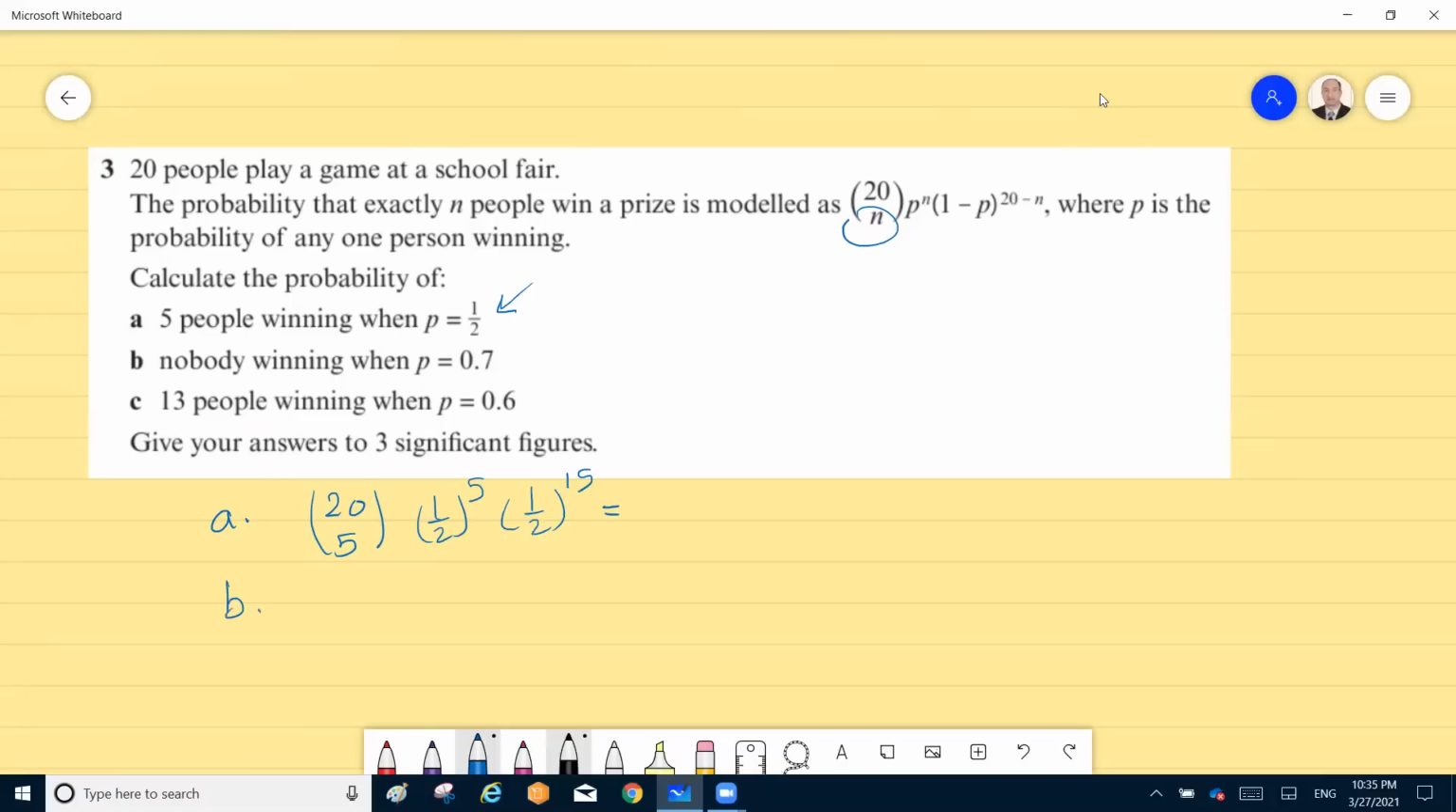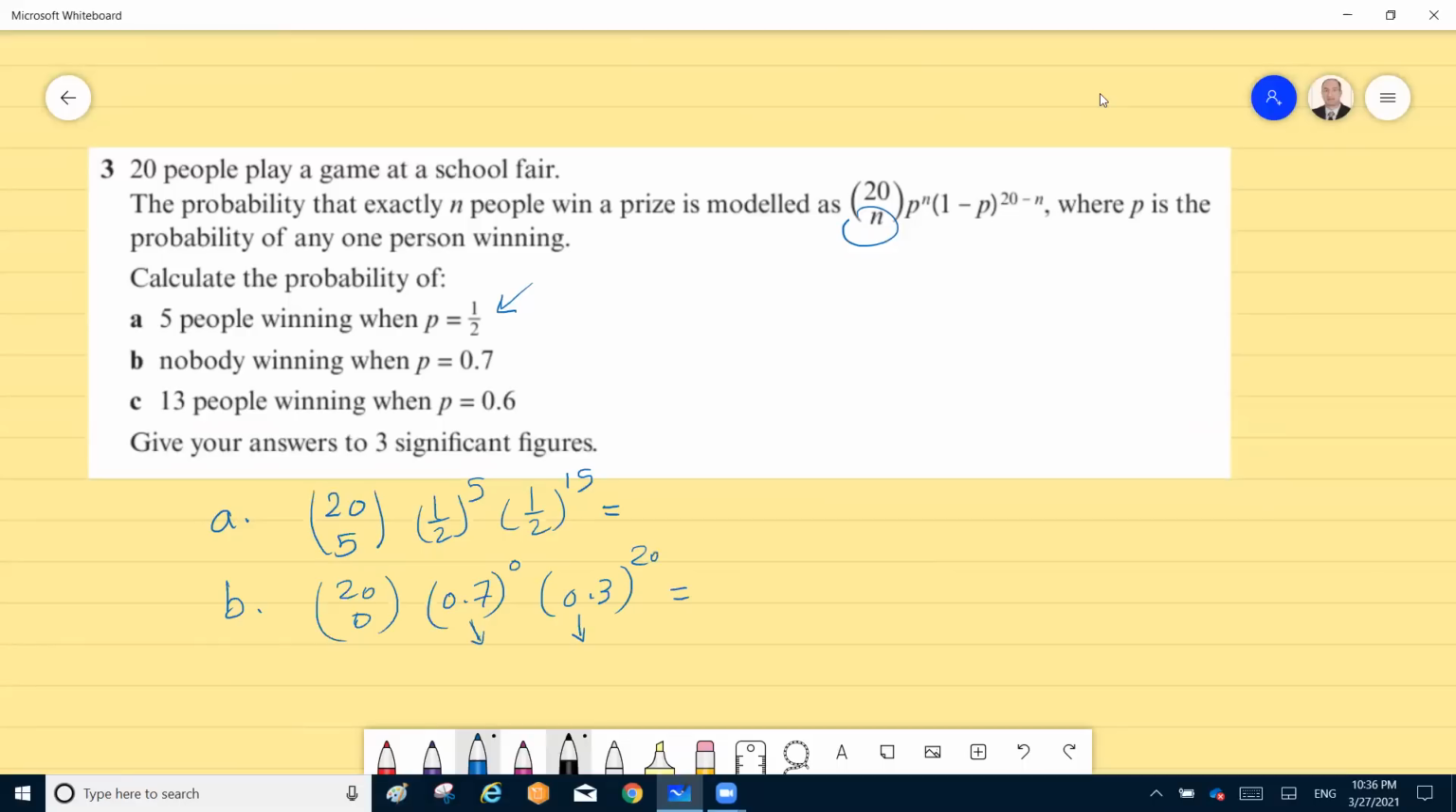Number B, the same way. Nobody wins: 20C0. The number of people is 0, into p is 0.7, so 0.7 to the power of 0 into the complement of 0.7, the number that completes 0.7 to be 1, which is 0.3. This is the probability of success, and this is the probability of failure, to the 20, and also this you can calculate. I can give you the value here.